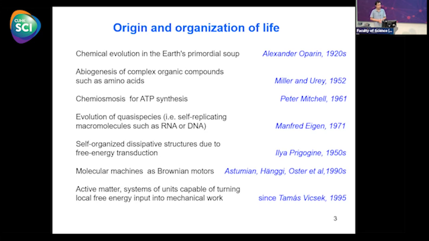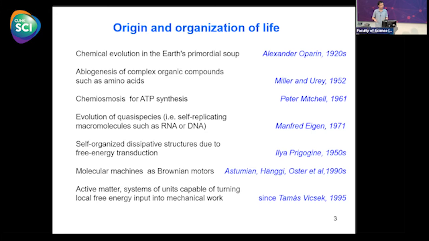On the other hand, in addition to this quest of chemical evolution of life, many other people took a different approach, and many of them are physicists by training. For example, Ilya Prigogine in the 1950s suggested that self-organized structures can form, as a conserved feature of systems that dissipate free energy. And starting from the 1990s, the working mechanisms of molecular machines that spread everywhere in the cytoplasm of all cells have been largely elucidated as a form of Brownian motors. The Brownian motor is a concept arising from Richard Feynman's Brownian ratchet, but with free energy input.